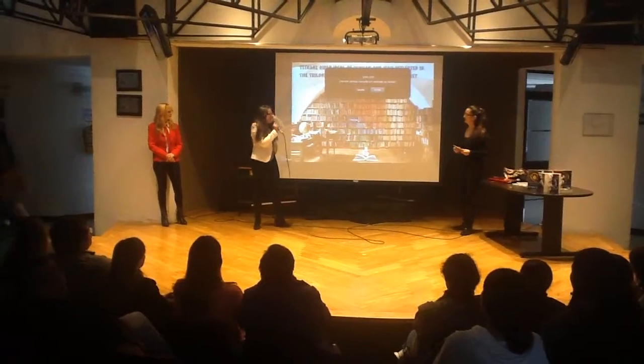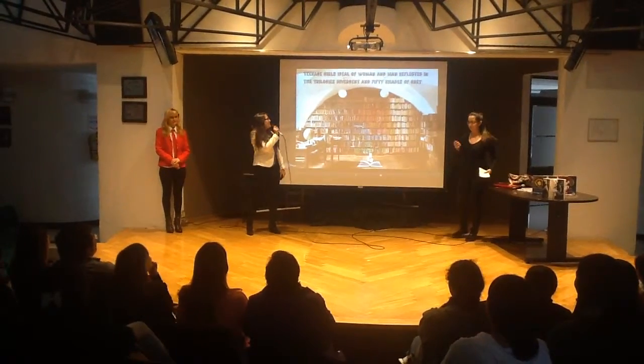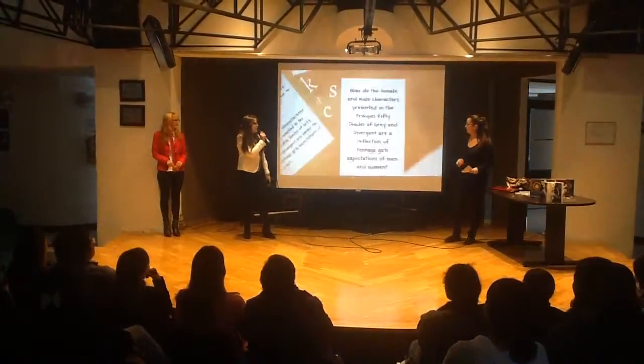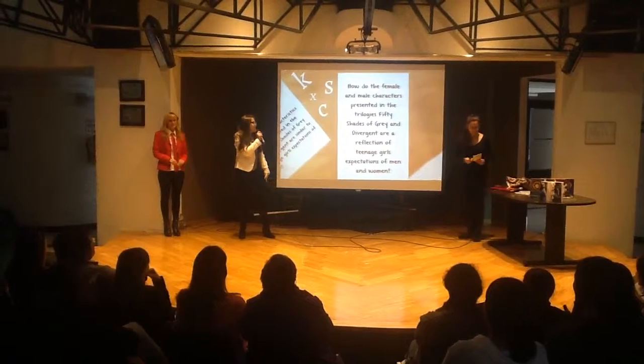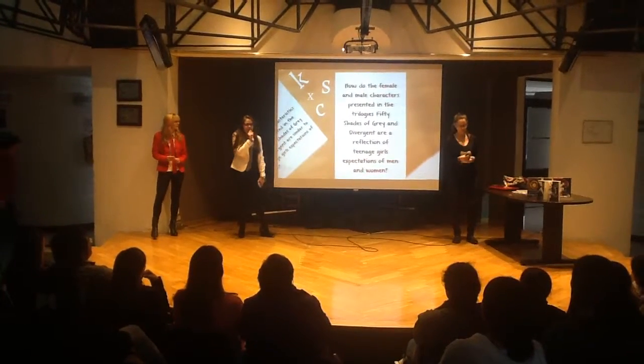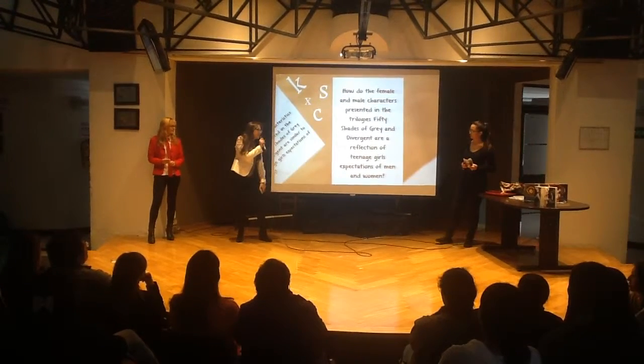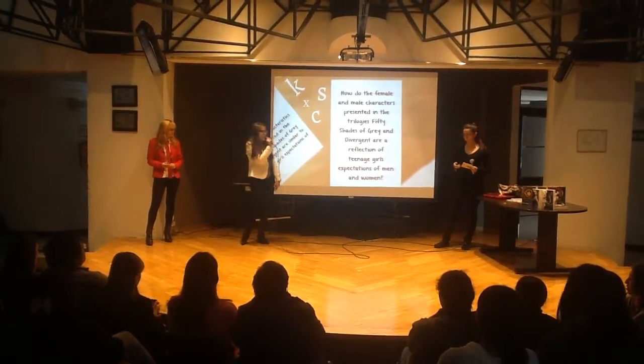Well, hello everyone. I really hope you enjoyed the video. Now we're going to visually present our English project. So our question is, how do female and male characters presented in the trilogies 50 Shades of Grey and Divergent reflect teenage girls' expectations of men and women?